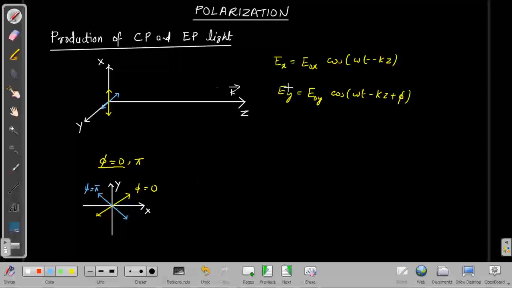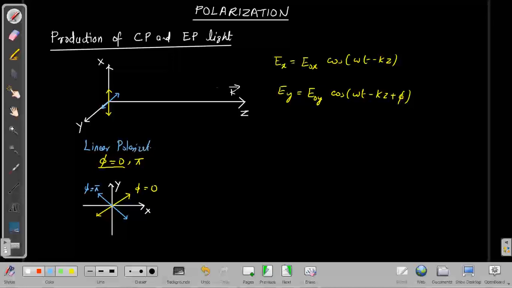Suppose Ey is 0, what would happen? If Ey is 0, then the electric field will oscillate horizontally; only x oscillation will be there. Suppose Ex is 0, then you will get only Ey, and only vertical oscillation would be present. All such cases are just examples of linear polarization.